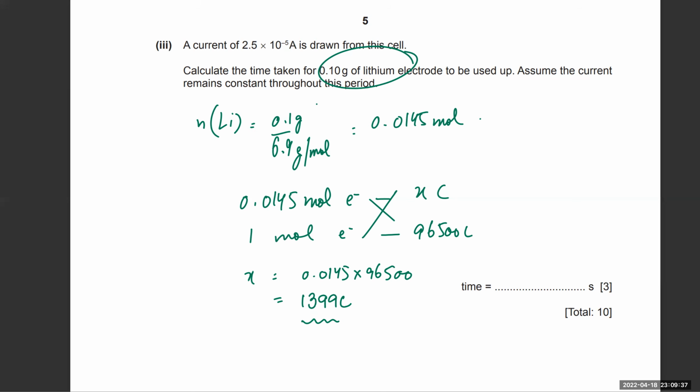So what was the question? You had to calculate time. So Q is equal to It, so time is charge divided by current. It's 1399 coulombs divided by the current, which is 2.5 × 10^-5 amperes. So that's a lot of time. It comes to 5.6 × 10^7 seconds. Yeah, that's a lot of time for the lithium to get discharged. And that's it.